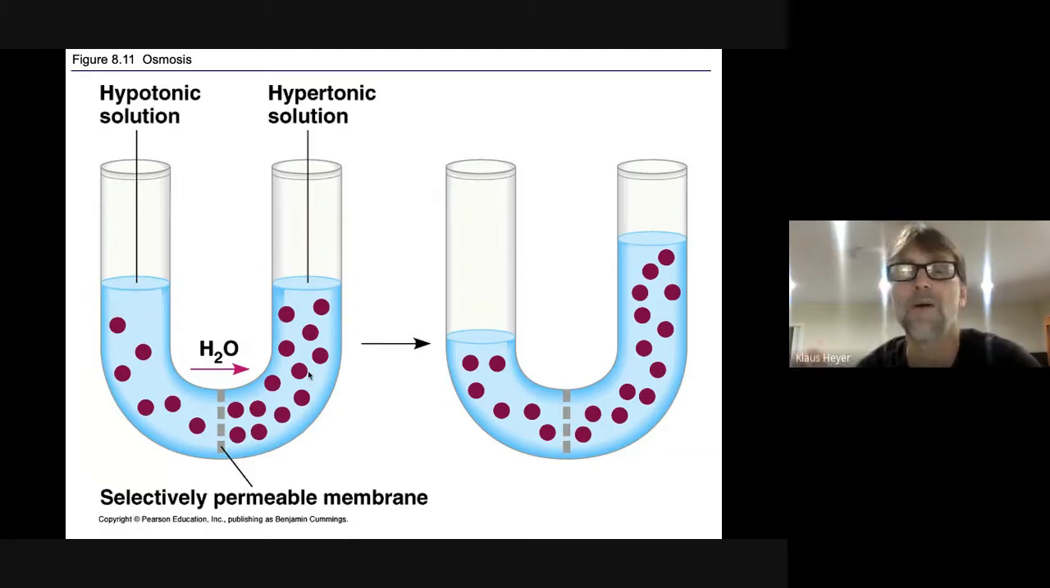All right. Now with that, we have these terms, hypotonic, hypertonic, and a third term called isotonic. The word tonic just means how much solute. So hypertonic means it has more solute. Hypotonic means it has less solute. Remember, water goes to wherever there's more solute.